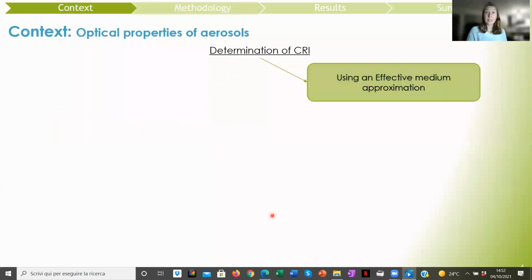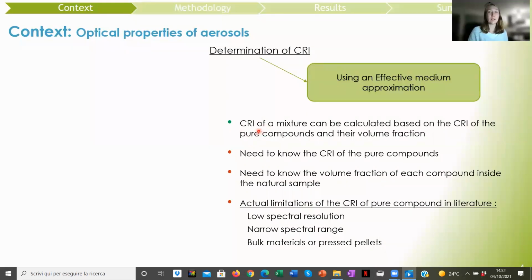The other way is to use the effective medium approximation. It says that the complex refractive index of a mixture can be calculated based on the complex refractive index of the pure compounds and their volume fraction inside the mixture. But in that case, we need to know the refractive index of the pure compounds and their volume fraction in the natural sample.